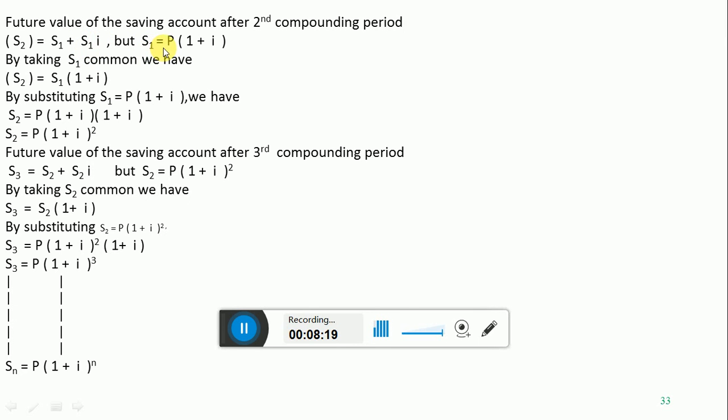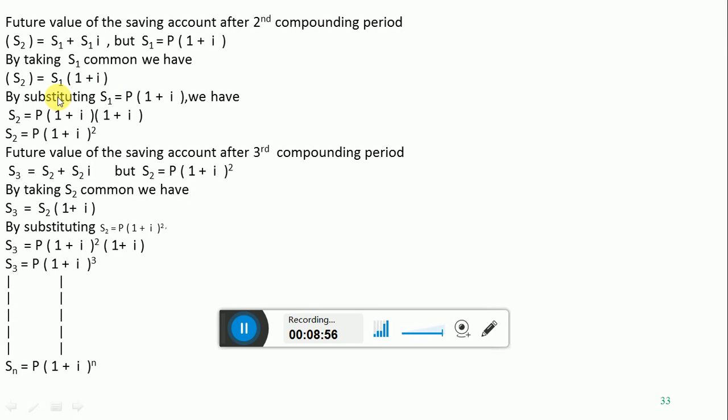But S1 is equal to P into 1 plus I. That is why, by taking S1 common, we have S1 common in these two terms. We take it outside. When we take S1 outside, 1 is remaining here, and I is remaining here. So now this is the new status of the formula. S2 is equal to S1 common, multiplied by 1 plus I, and now S2 is equal to S1 multiplied by 1 plus I.